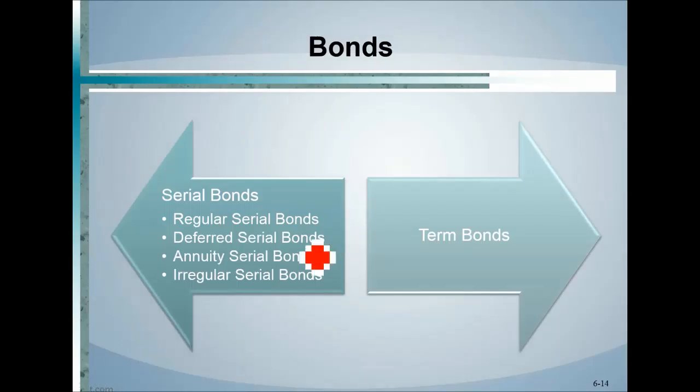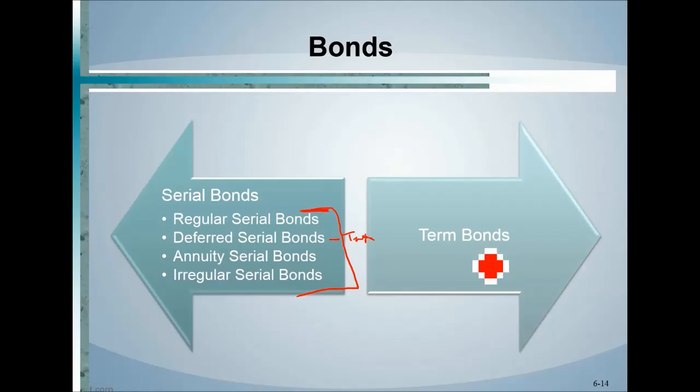Okay, so here are several different types of bonds. Here's regular, deferred serial bonds, annuity serial bonds, all these things. These are bonds that are set up specifically for, and there are several different types of these serial bonds. These are going to be tax-based serial bonds, and some of them can be balloon type payments.